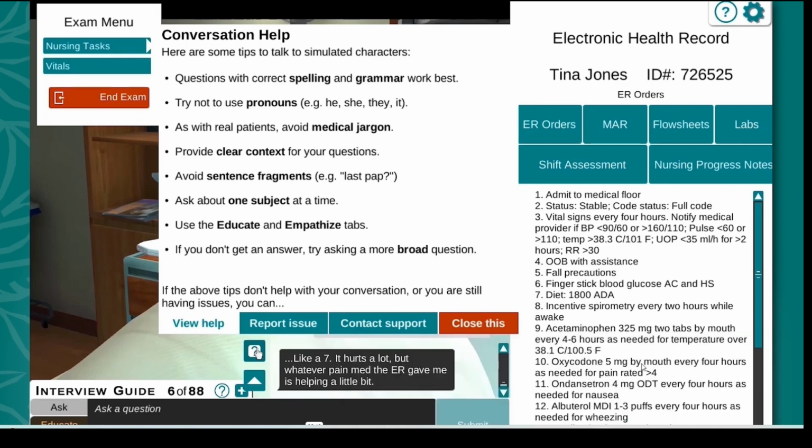Number 1, use correct grammar and spelling. Number 2, avoid pronouns. Number 3, avoid jargon and abbreviations. Number 4, give context when asking questions. Number 5, avoid sentence fragments. Number 6, ask about one subject at a time. And finally, remember to use those Educate and Empathize tabs.